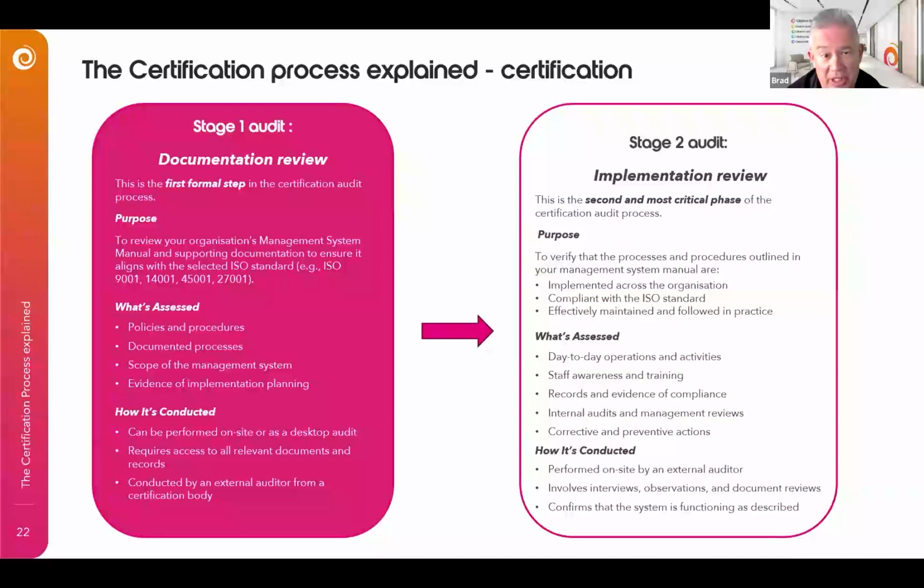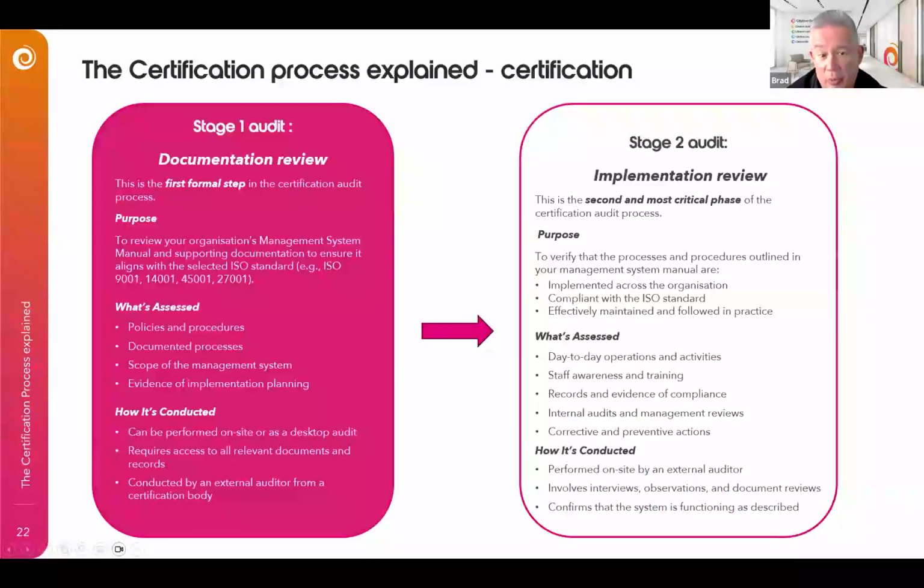We make sure that what you say you're doing, you're actually doing. So it's to verify the process and procedures outlined in your management system, so it's implemented across the organization, it's compliant with the standard, and it is effectively maintained and followed in practice. We assess the day-to-day operations and activities.